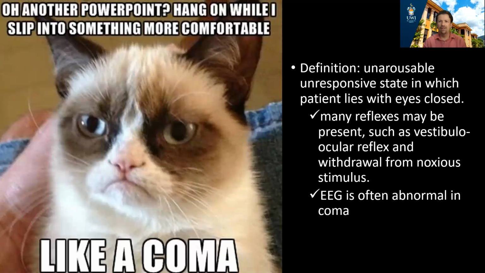So what is a coma? Well, it's an unarousable, unresponsive state in which the patient lies with the eyes closed. In this state, the EEG is usually abnormal, indicating that functioning of the brain is not quite as it should be. But many of the reflexes associated with the brain and central functions may still be present. For example, withdrawal reflexes and the vestibulo-ocular reflexes, indicating that these are controlled at a lower level within the central nervous system.